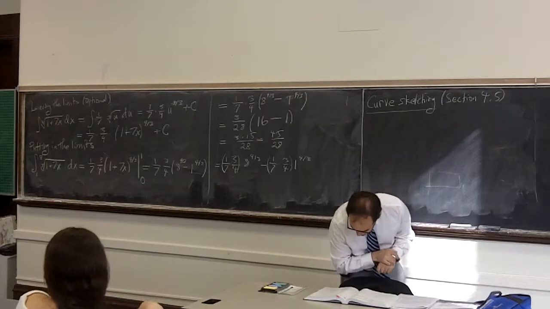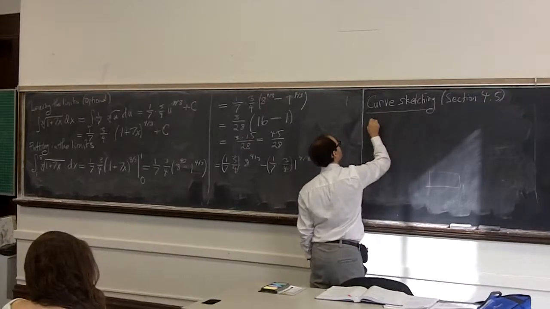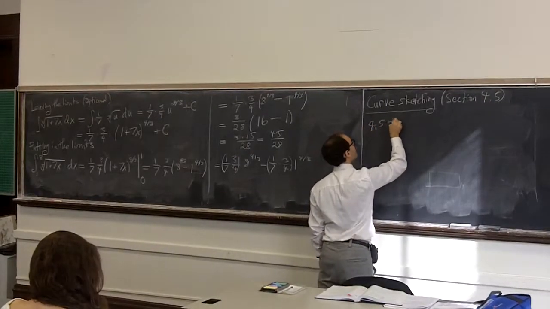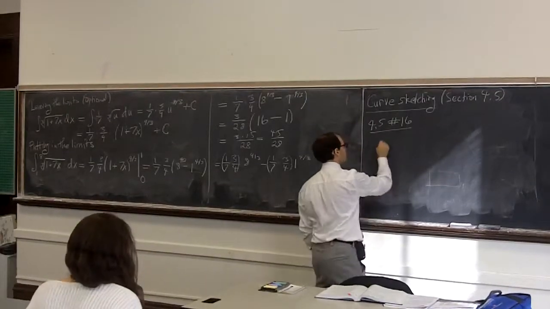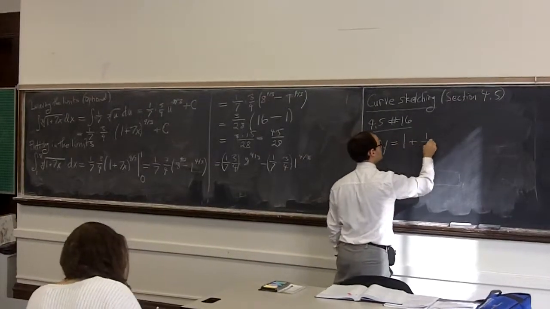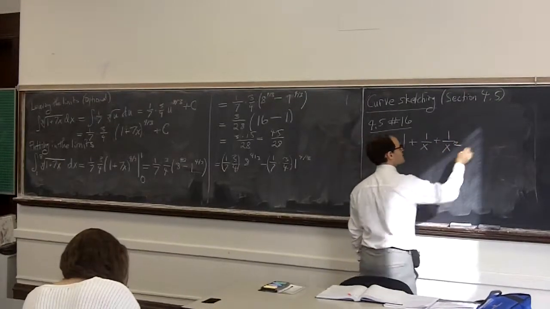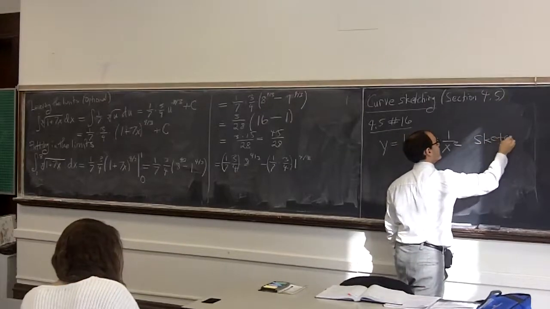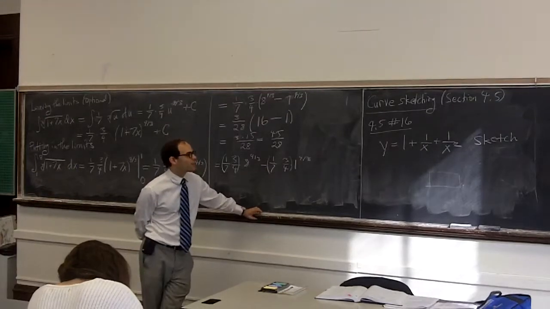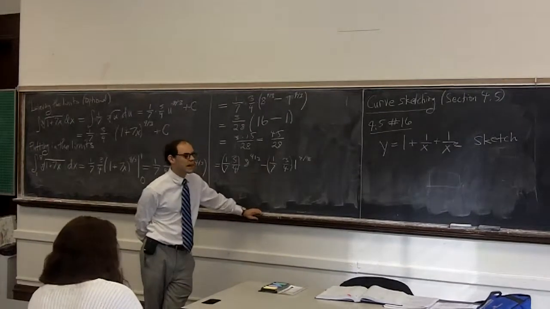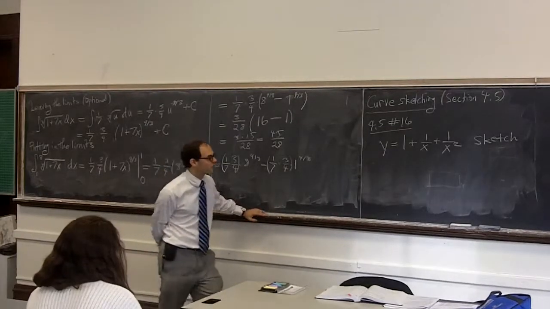Let's have a look at number 16. I don't think we'll finish it, but we'll have some idea of what it looks like. So your task is sketch this. So let's see here. First of all, what do we know about this problem? Well, are there any places where this thing's got to have a vertical asymptote? 0, yeah, 0 is a vertical asymptote.